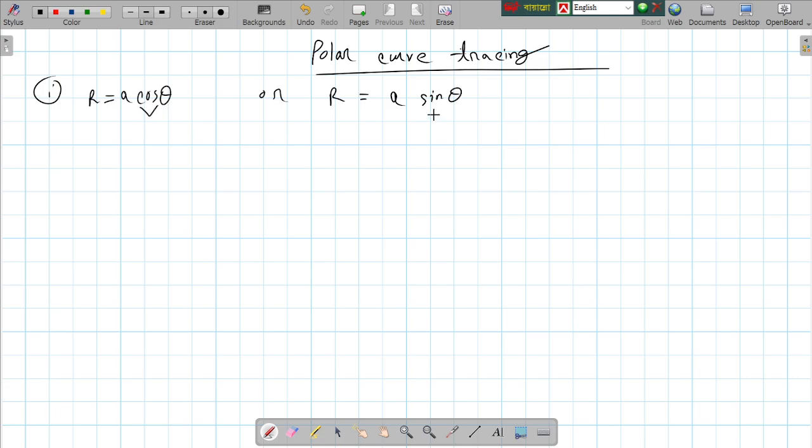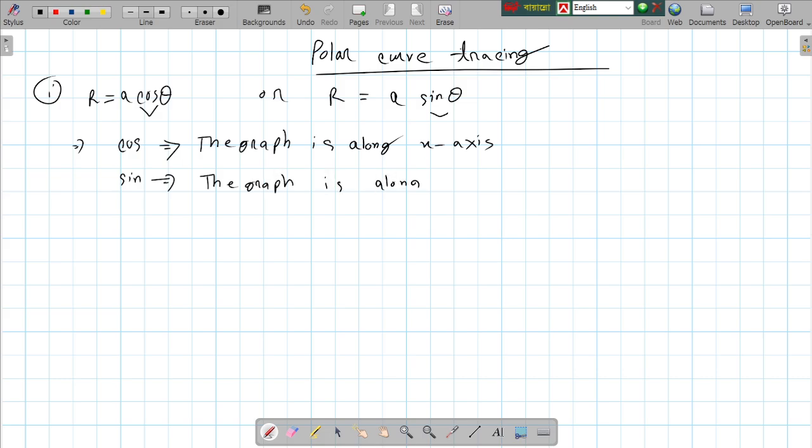So cos and sin is an indicator. If the function is in cos function, the graph is along x-axis. If the equation is in sine function, the graph is along y-axis.